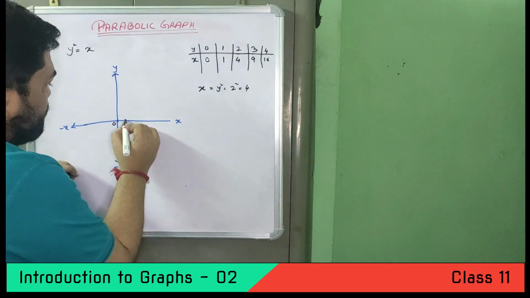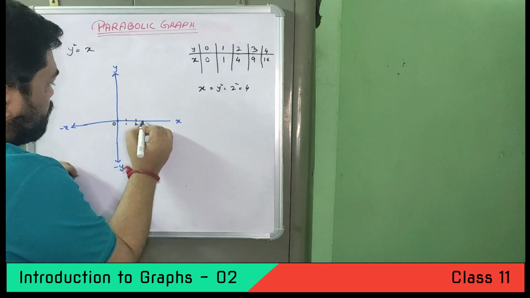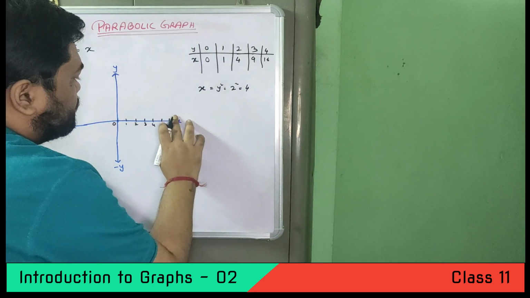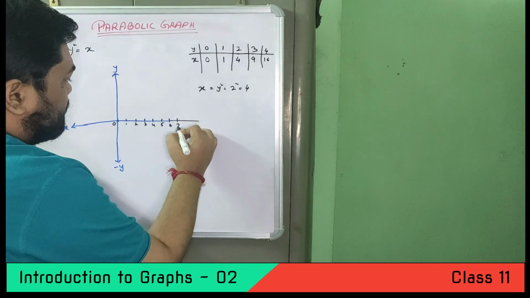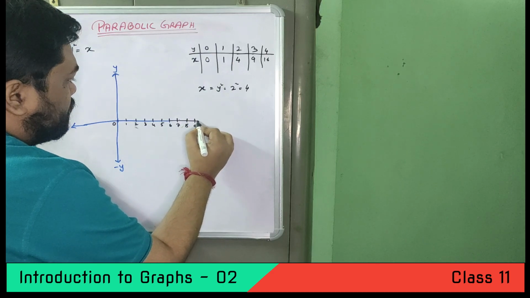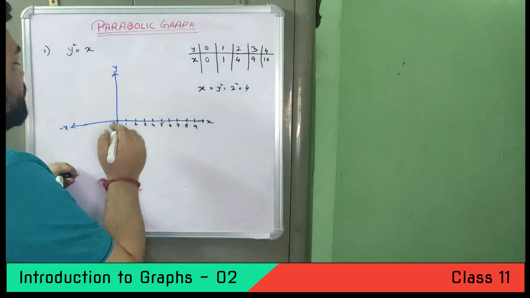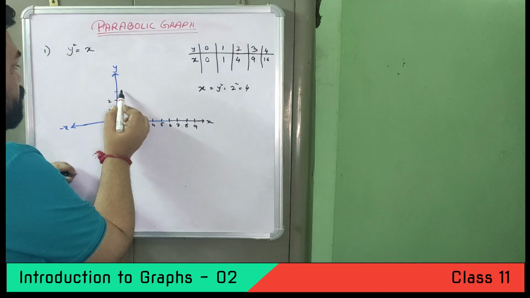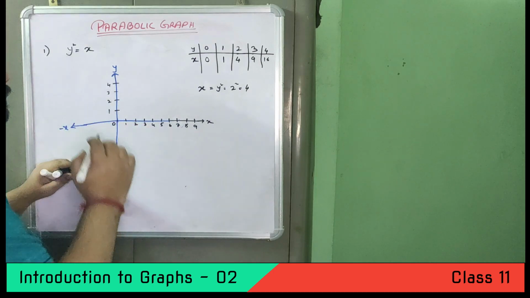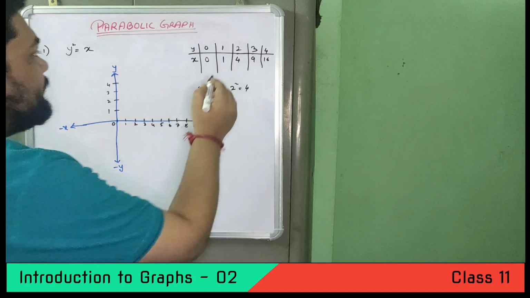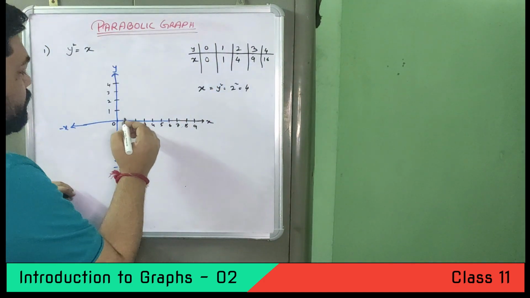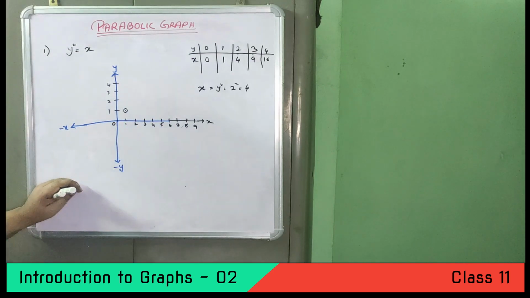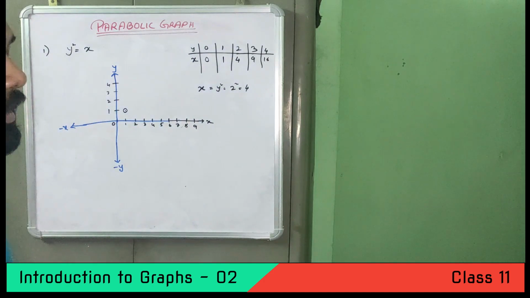Now at x equals 1, suppose I am pointing at 1, 2, 3, 4, 5, 6, 7, 8, 9, and so on, right? I'm not going any further. Now I'll also plot this as 1, 2, 3, 4, and so on. Now see, at x equals 1, the value of y is also 1. So at x equals 1, the value of y will come here. That is, this point is x equal to 1 and y equal to 1.